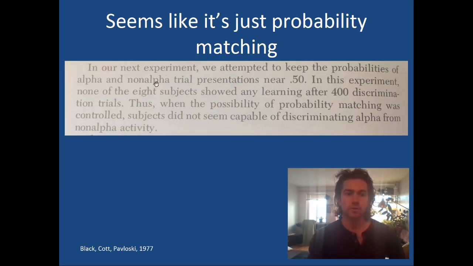So in this experiment, none of the 8 subjects showed any learning after 400 discrimination trials. Thus, when the possibility of probability matching was controlled, subjects did not seem capable of discriminating alpha from non-alpha activity. Well, that's kind of too bad in terms of it would have been really cool if there was this ability to gain insight into the alpha versus the non-alpha state consciously. But this is a really nice experiment demonstrating a confound that maybe Kamiya hadn't thought of.